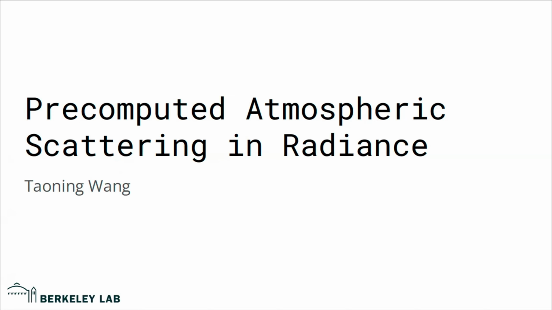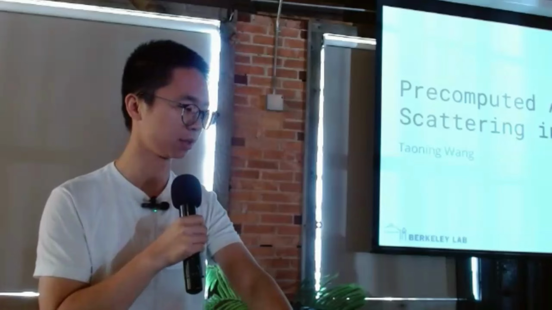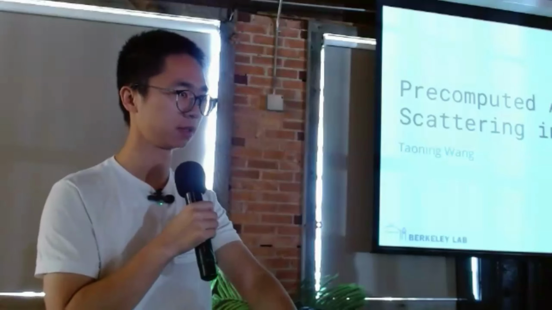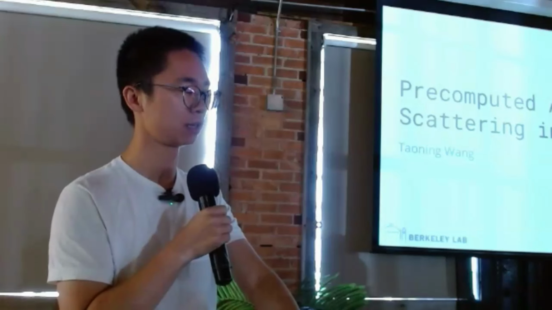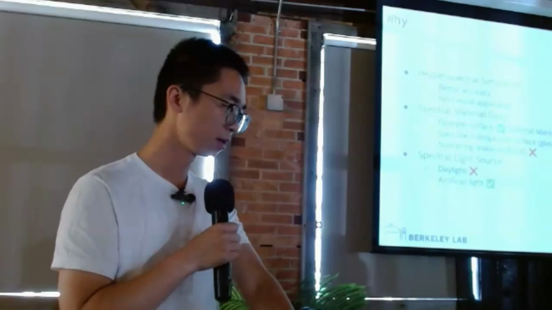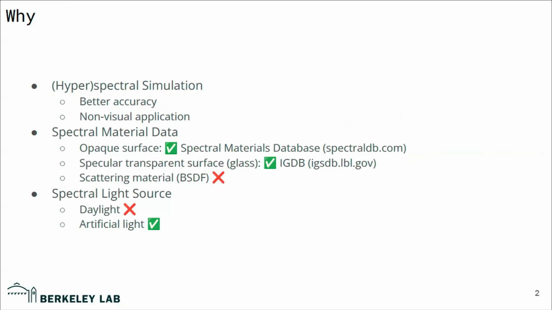So we're going to talk about the implementation of precomputed atmospheric scattering that we implemented in Radiance for the purpose of generating spectral sky. So why are we doing this? I think it's pretty obvious. Why we want to do hyperspectral simulation: one of the reasons is better accuracy overall, for both visual and non-visual applications.